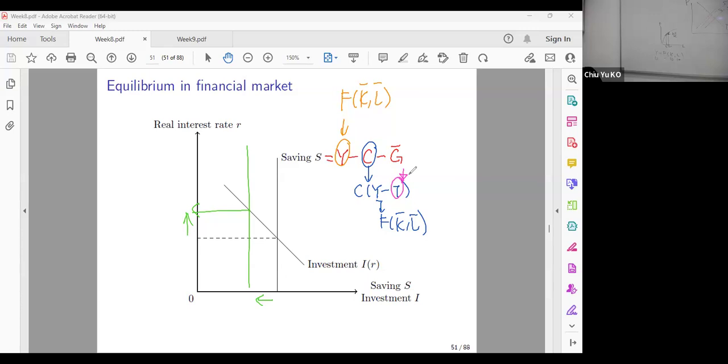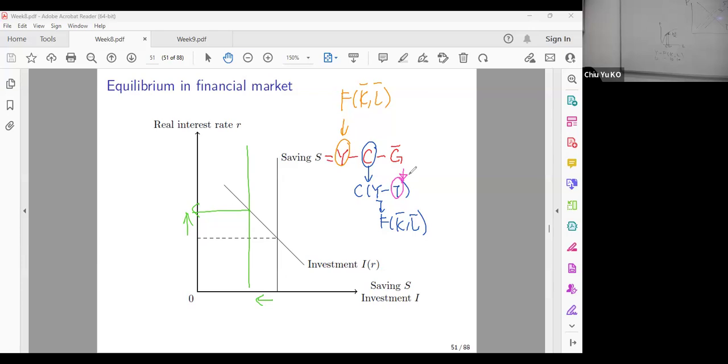So this model is very convenient, as you can see, to analyze the long run impact on the financial market, right? The interest rate is the equilibrium outcome of this investment and saving behavior, right? And of course, the investment curve can also shift left or right accordingly, right?